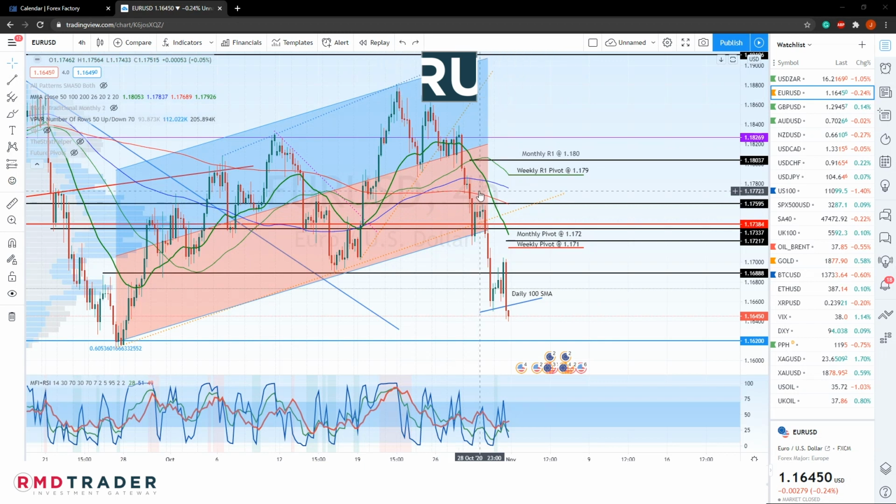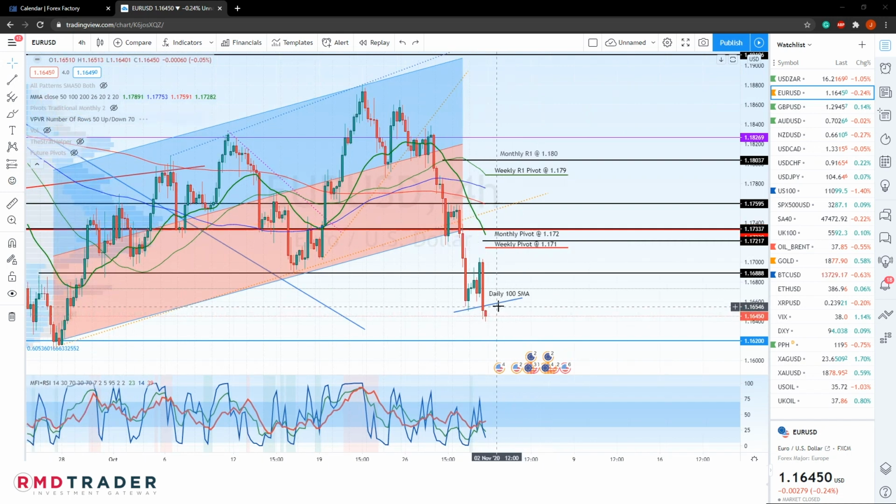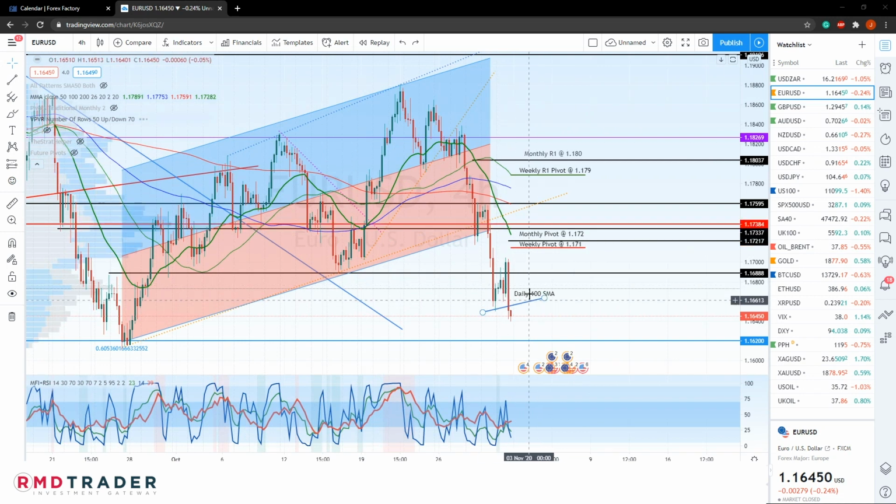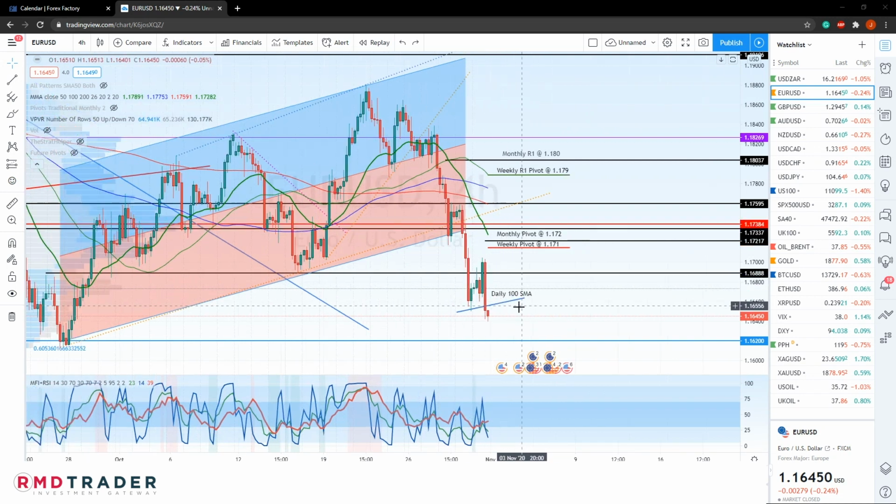Last week saw an immediate sell-off with price realizing all of our short targets and only finding some support near the weekly S2 pivot at 1.163. This is also where it met up with support from the daily 100 SMA that we have projected on the 4-hour time frame, as you can see over here. For this week, it would be very interesting to see how price action reacts at this level.